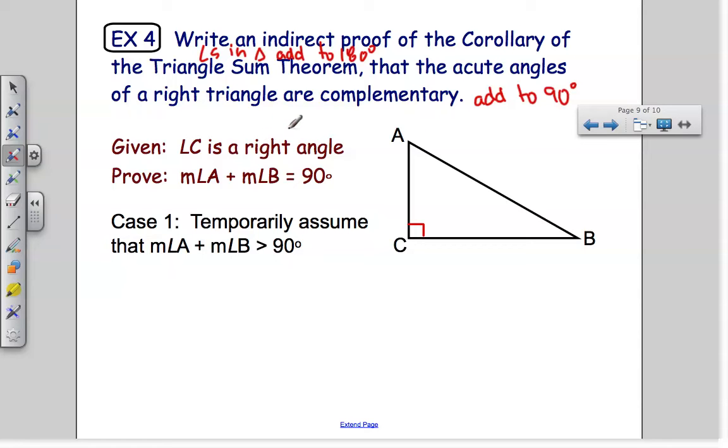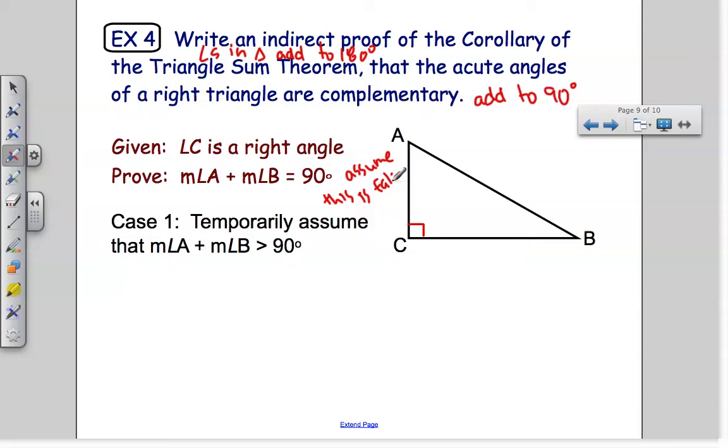So the corollary of the triangle sum theorem says that if you're given a right triangle, so you have angle C as a right angle here, then the two acute angles, measure of angle A and measure of angle B, would have to add to 90. I'm going to prove that this is true by showing that it not being true doesn't work out. That's indirect proof. So I had to assume that this was false, that angle A plus angle B does not equal 90.